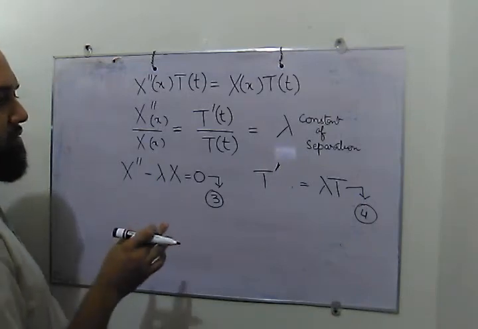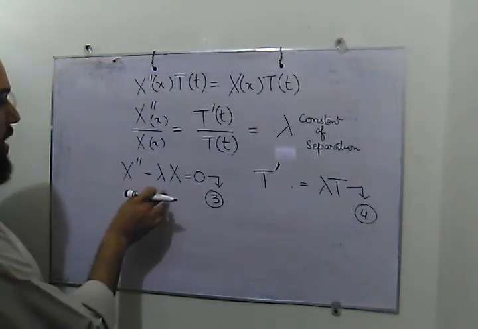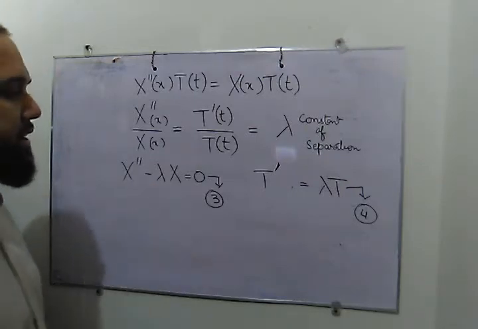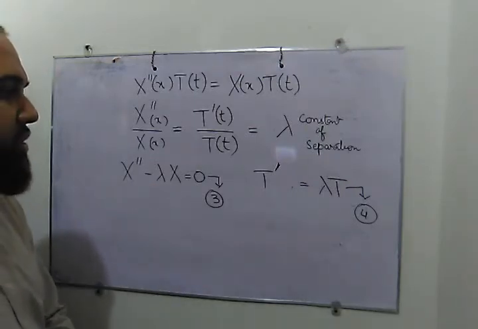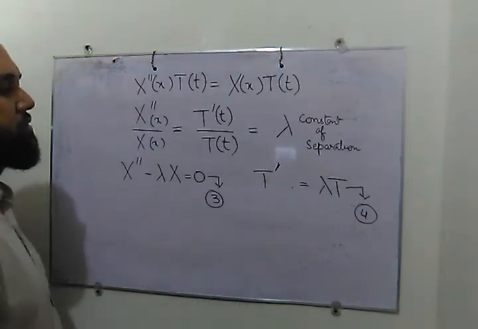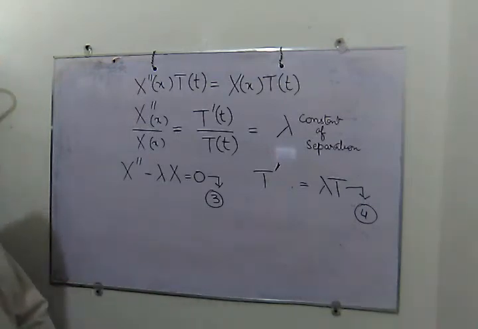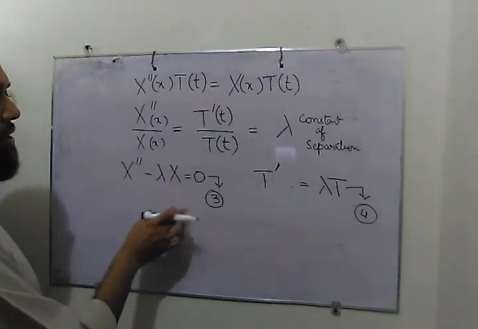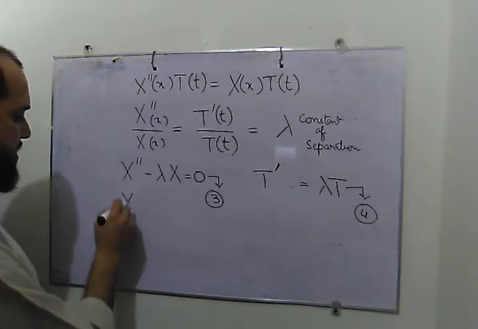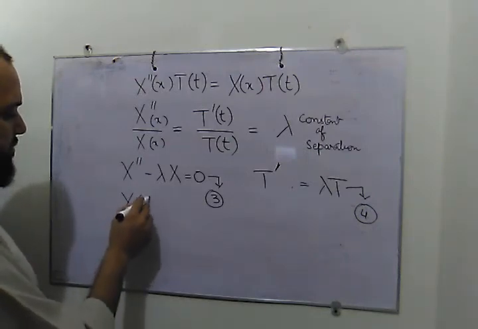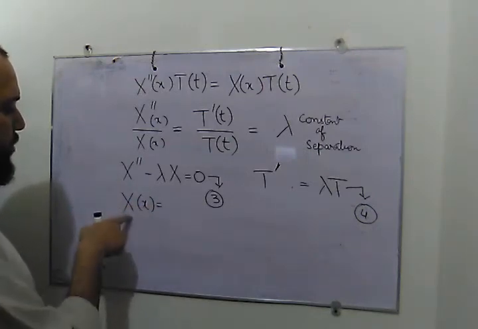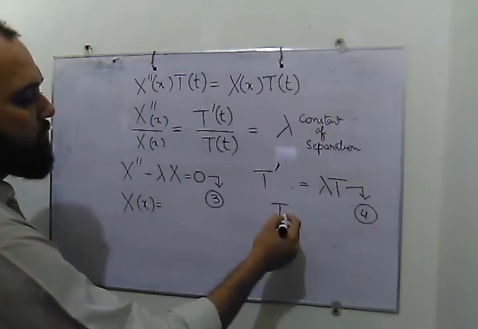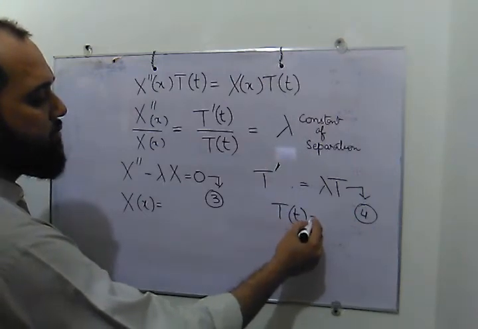Now we see that what we have is a second order linear homogeneous differential equation as equation 3 and a first order linear homogeneous differential equation as equation number 4. If we solve these equations, because these are very popular differential equations, we will get something like this, which is the solution. So the solution will be X of x. And if we find the solution of this equation, we will get something, T of t.